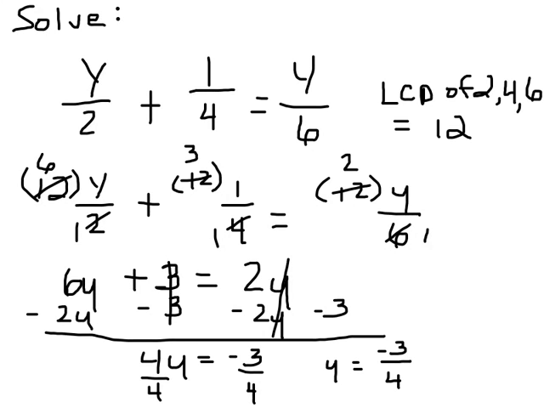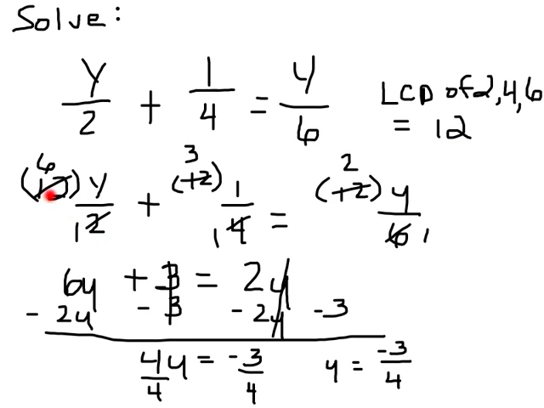Here we have y over 2 plus 1/4 equals y over 6. The very first thing you must do is find the least common denominator of 2, 4, and 6. If you know your multiplication tables well, you'll know that 12 should jump right out to you. Now it's real important you want to use the least common denominator. There are other numbers that all three of these will go into, but you want to use the lowest one so you'll have it all in lowest terms.